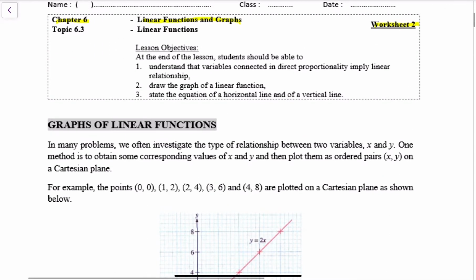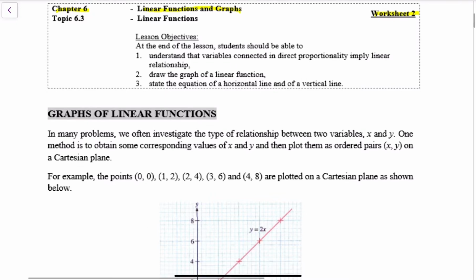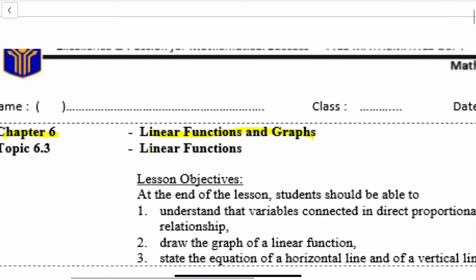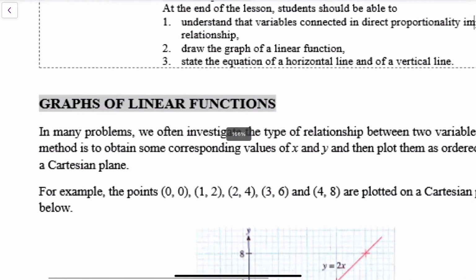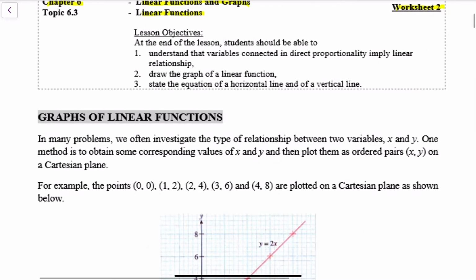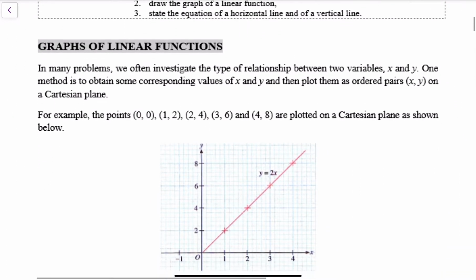Okay, welcome to worksheet 2 for chapter 6. So today you're going to learn about linear functions, okay? You're going to learn how to draw a graph today. But let's explore some of the definitions clearer first, okay?